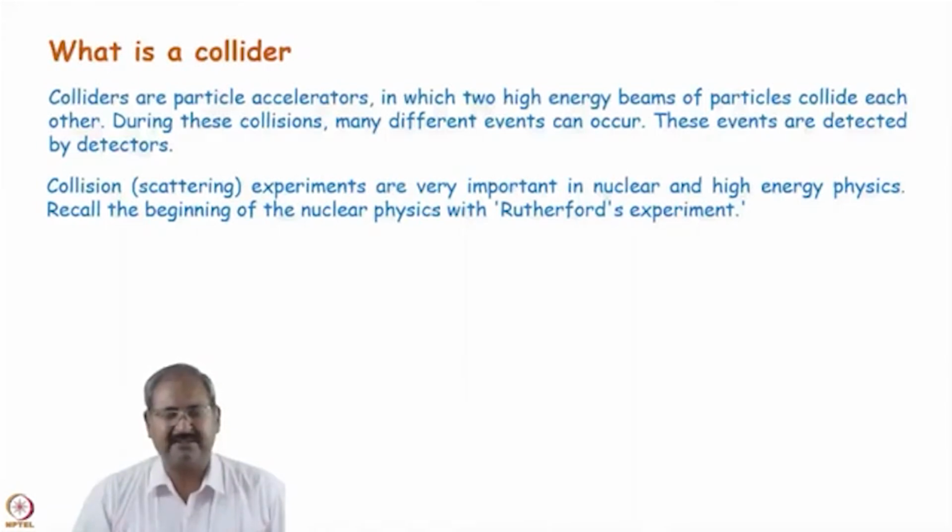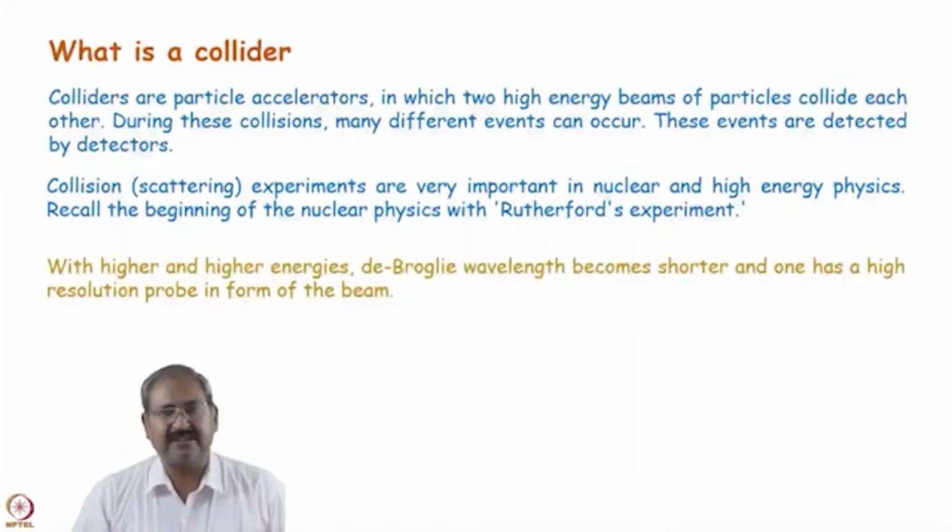However, later on, it was shown that in the case of a fixed target experiment, where we have an accelerated beam of charged particles hitting a target, if we instead have two colliding beams, we get much more benefit out of the energies. So building of higher energy colliders started. Why are higher and higher energies demanded? There are two reasons for that.